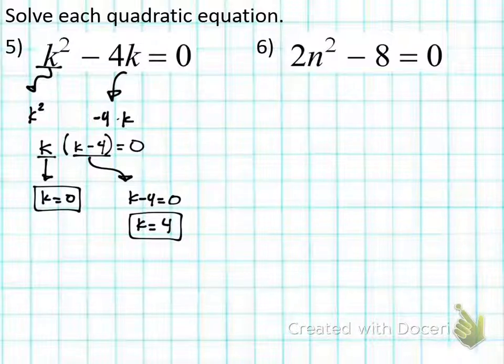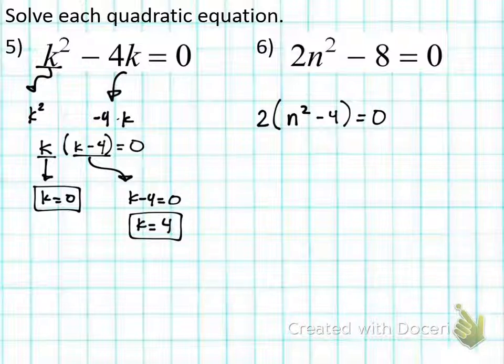Okay, what do you notice about number 6? Let's ask ourselves, first question, is there a GCF we could pull out? Yes, 2. Okay, so opening it up. 2n squared divided by 2 is n squared, good, or 1n squared, just n squared. -8 divided by 2 is -4, good. Is equal to 0.